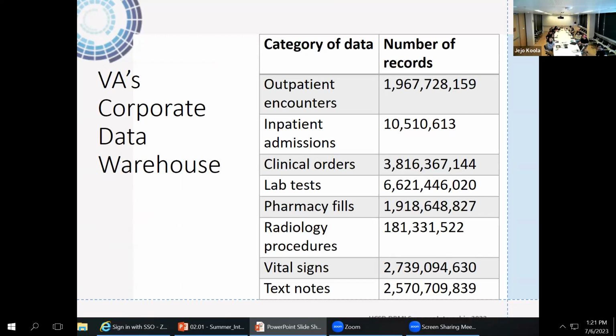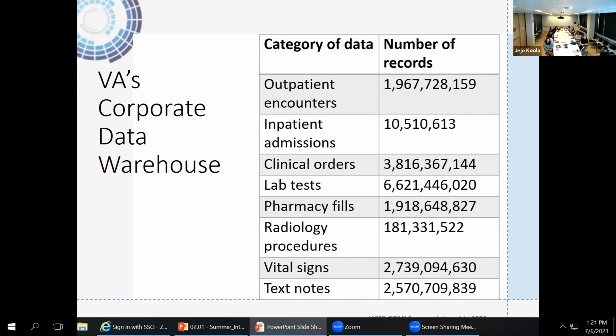So for example, this is the Department of Veterans Affairs, sometimes called a corporate or clinical data warehouse. The Department of Veterans Affairs provides healthcare for about 10 to 12 million veterans. It's one of the largest healthcare organizations in America. There's almost 130 hospitals, a few thousand clinics all across the country. So you can imagine there's just a lot of information.